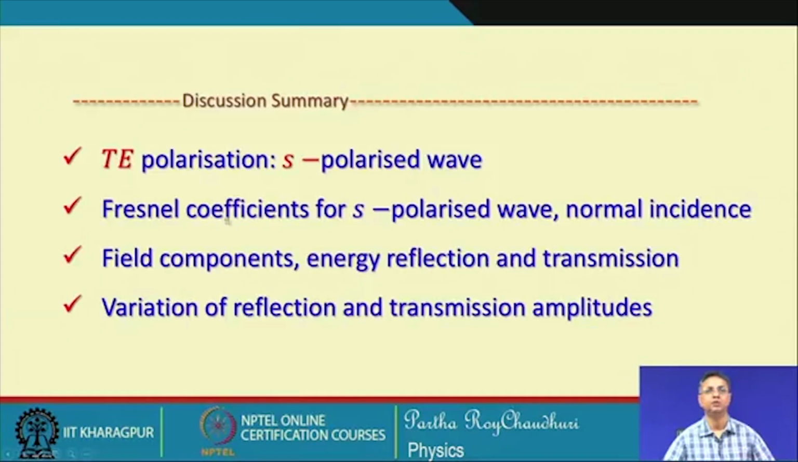So, in this discussion we have derived the reflection and transmission amplitude coefficients for the S polarized light. Then we have considered the case of normal incidence. We also worked out the individual field components for the electric fields and the magnetic fields, all in terms of the reflected wave, transmitted wave, and in terms of the incident wave amplitude also, utilizing the reflection and transmission amplitude coefficients.